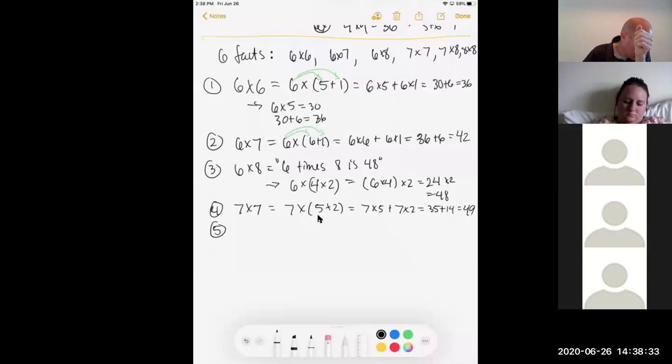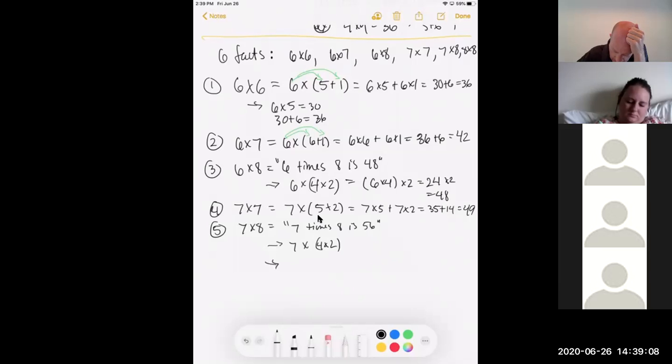Number 5, 7 times 8. For some reason, I also memorized this. 7 times 8 is 56. I don't know why, but that one always stuck with me. But you can also make it a double. You can do 7 times 4 times 2. So you can do that, and you guys can finish that out.